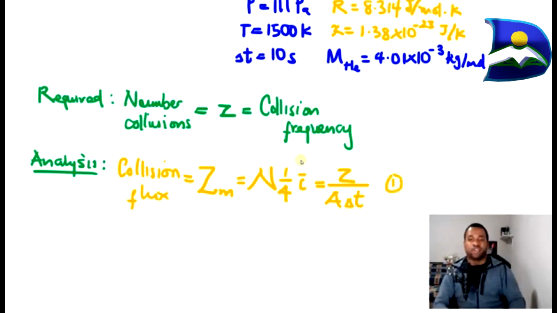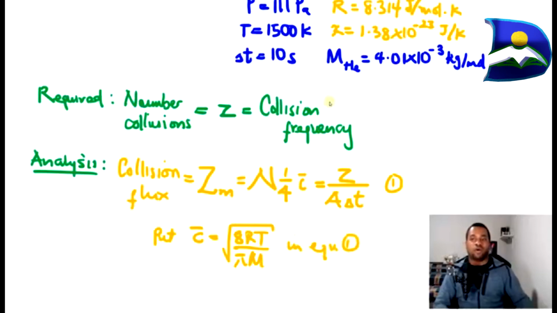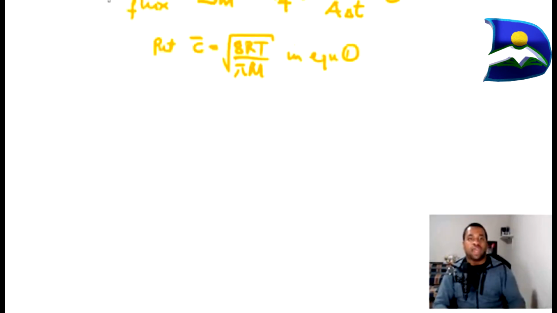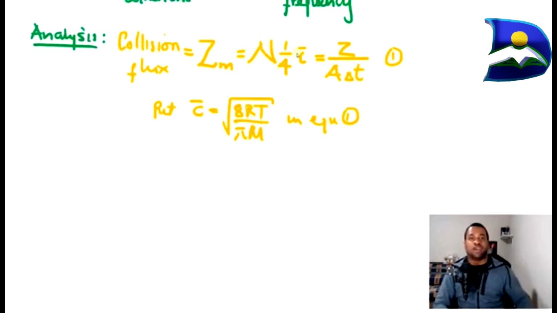And so once we have this taken care of, since this is going to be expressed as equation 1, we are going to put our equation for the mean speed, which is the square root of 8RT over pi multiplied by the molecular weight. We're going to put this in equation 1. Therefore, once you put this in equation 1, we'll be able to re-express our equation in terms of these particular variables.